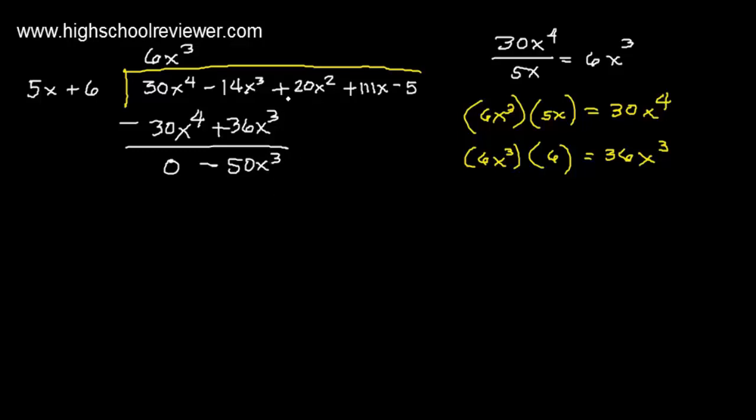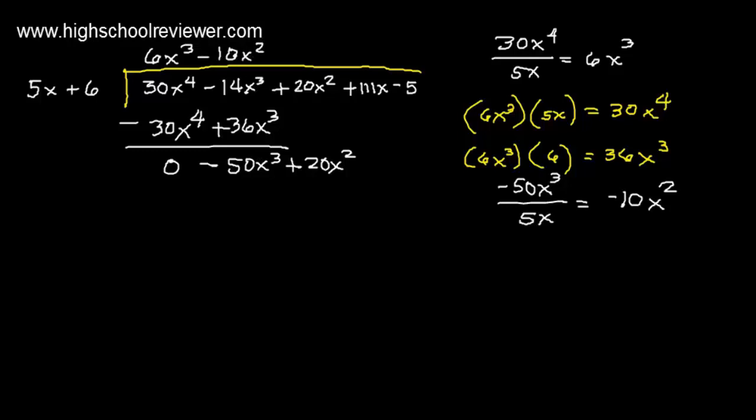And bring down the next term, which is positive 20x squared. So this will be positive 20x squared. And divide negative 50x cubed by 5x. Negative 50x cubed divided by 5x. Negative 50 divided by 5, this will give us negative 10. And x cubed divided by x, this is x squared. So put here negative 10x squared.